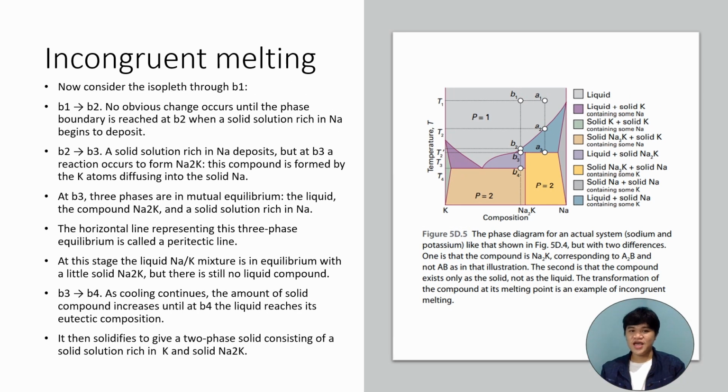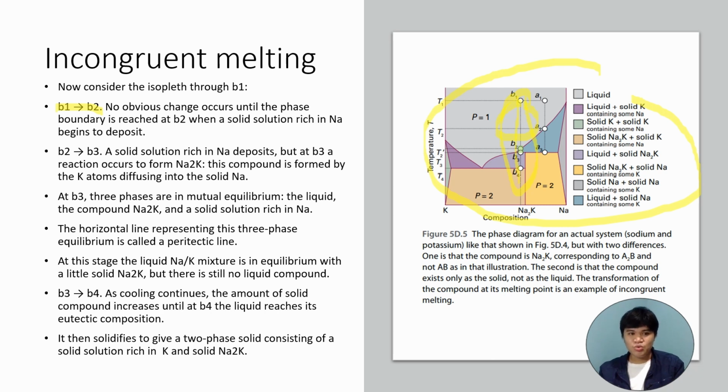Now, let us go with the isopleth through B1. When we say isopleths, it indicates a region wherein a component is constant. In this diagram, the isopleth is here from B1 to B4, meaning the components in this region are the same respectively. For the physical interpretation, as B1 approaches B2, it can be seen that no change occurs. The change occurs only when the phase boundary is reached, at B2, when a solid rich in Na begins to deposit.